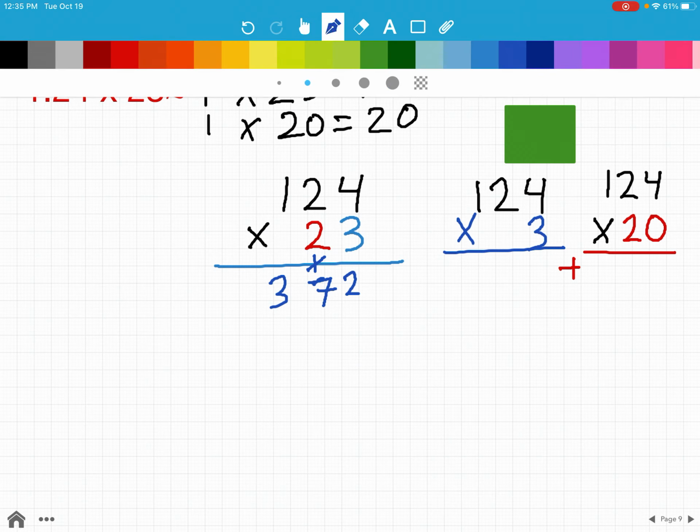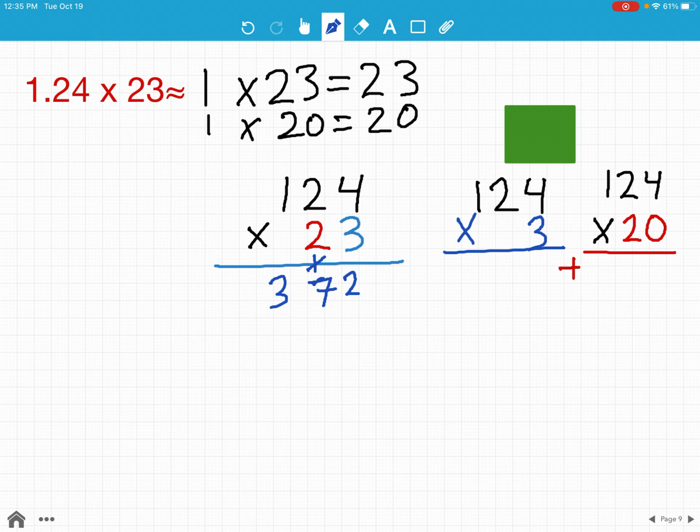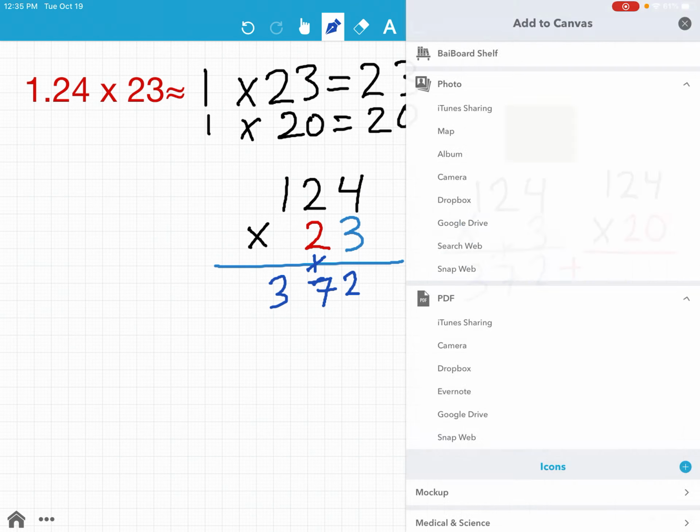So here, let's go ahead and go. I already started this problem. I want you to know that what we're doing basically is doing partial products of 124 times 3. 4 times 3 is 12. 3 times 2 is 6 plus 1 is 7. 3 times 1 is 3.